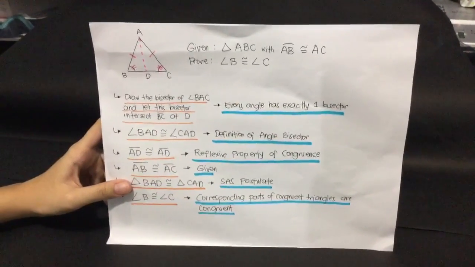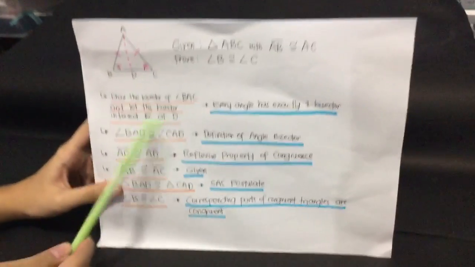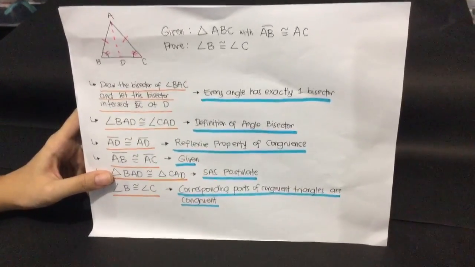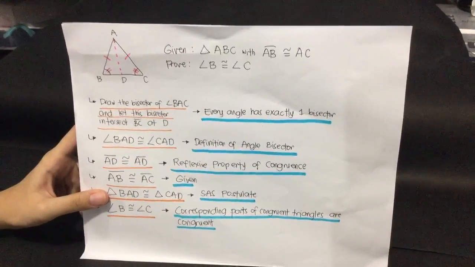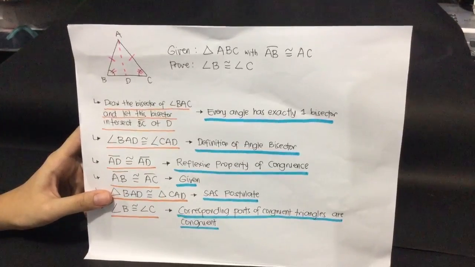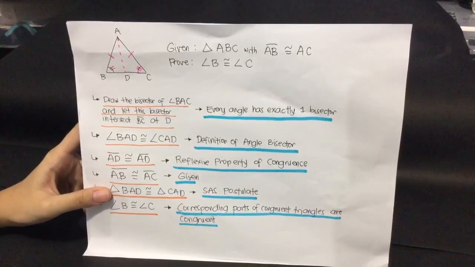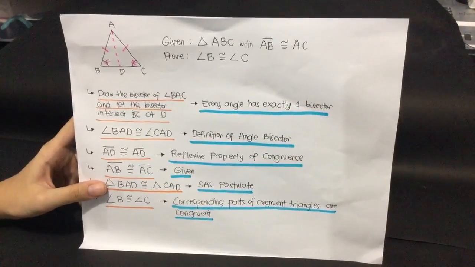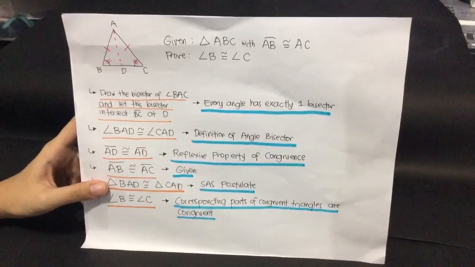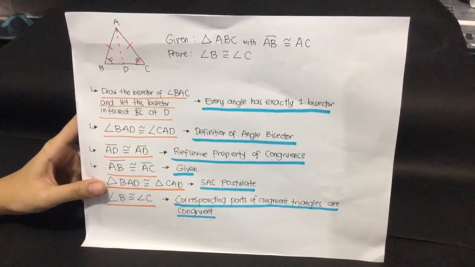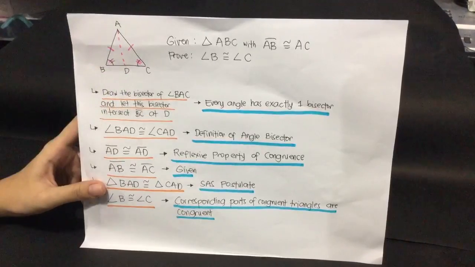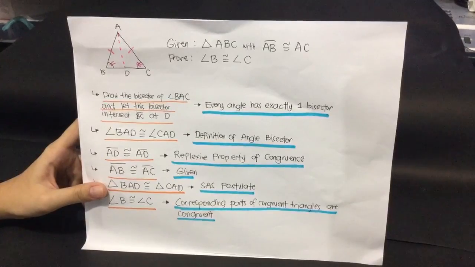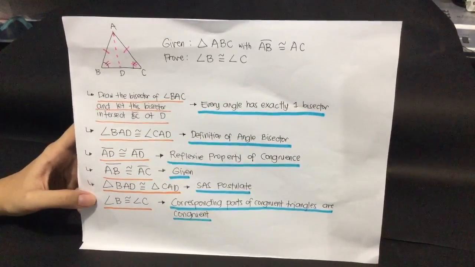Second statement: angle BAD is congruent to angle CAD. The reason for this statement is the definition of angle bisector, which states that an angle bisector is a segment contained in the ray which bisects the angle of the triangle and whose endpoints are the vertex of this angle and the point on the opposite side. Third statement: segment AD is congruent to segment AD. The reason that explains this statement is the reflexive property of congruence.